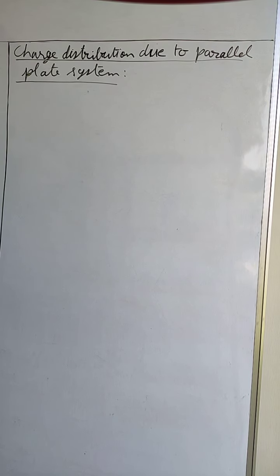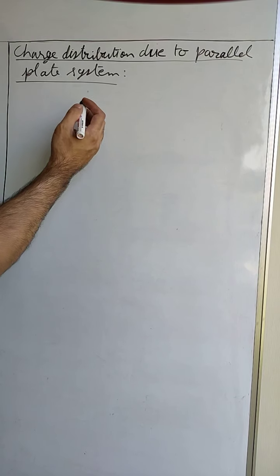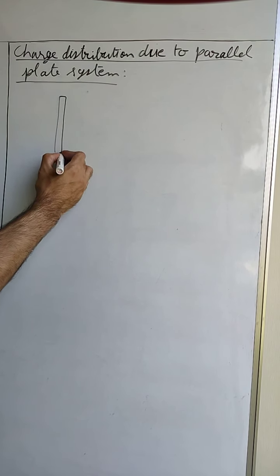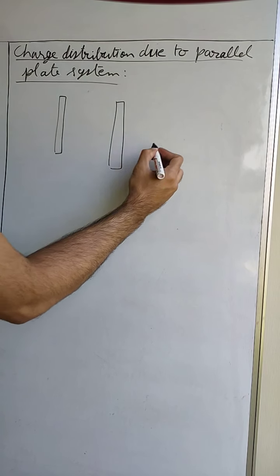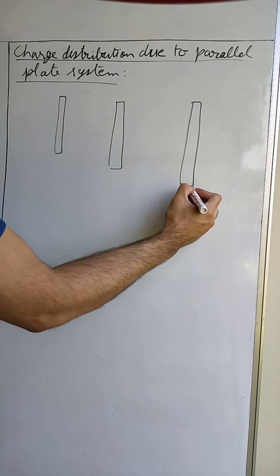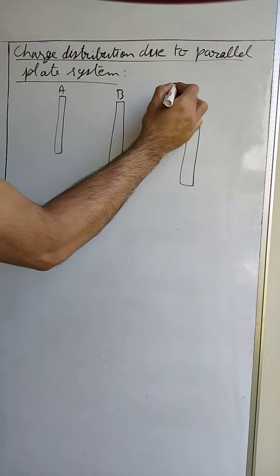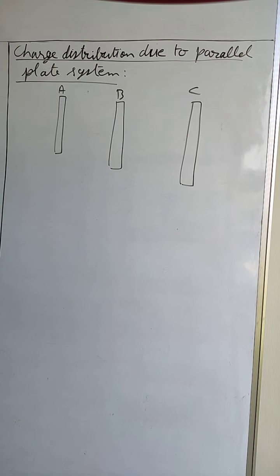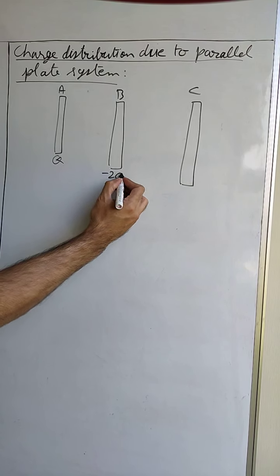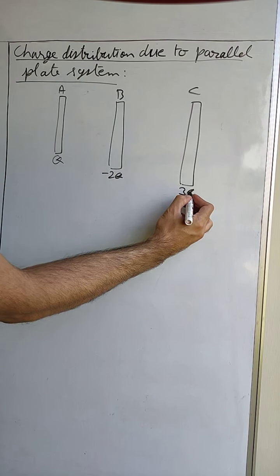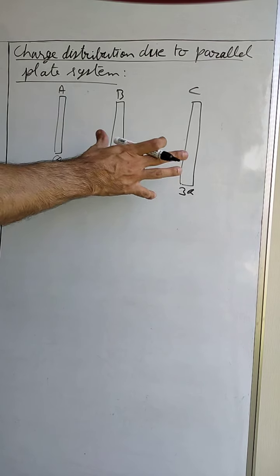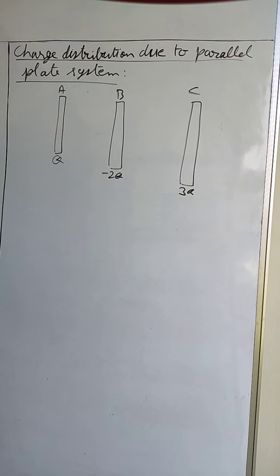Now let us take an illustration to understand the charge distribution due to a parallel plate system more clearly. This time, instead of two plates or one plate, let us say we have three plates, A, B and C. Let the charge on these plates be Q on this, minus 2Q on this and 3Q on this. We have given these charges on the plates and they are brought together in this parallel plate system.